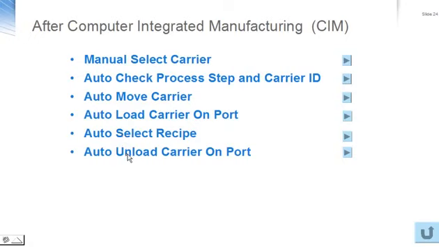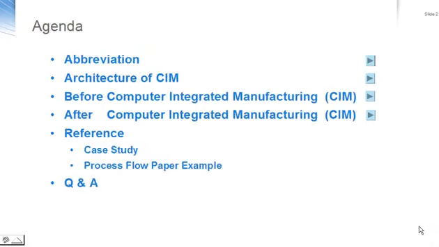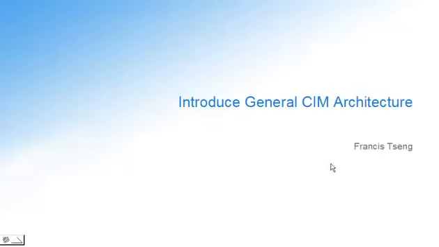And then after the carrier finishes the process, we will auto unload the carrier on the port. You can see the overhead hoist vehicle unloads the carrier on the equipment port automatically. And after this computer integrated manufacturing, the CIM system will help the company's products have a good yield. Okay, this is the general CIM architecture. Thanks for watching.